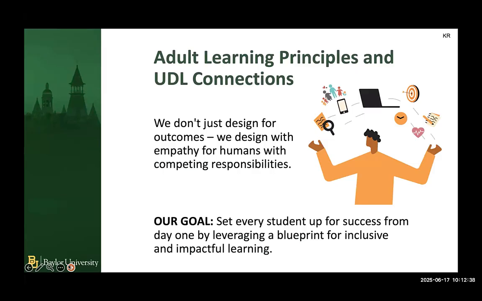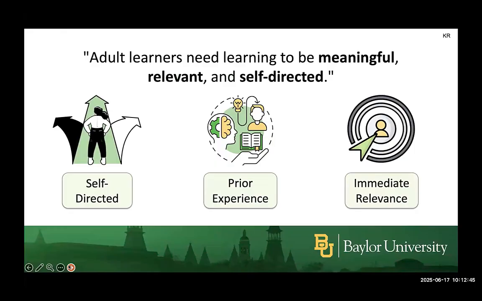And we do that by leveraging a blueprint for inclusive and impactful learning that looks like Knowles's andragogy. It's not going to be a surprise to anyone in this room, but we know that learners need the learning to be meaningful, relevant, self-directed. So what does that look like? For self-directed, that looks like lots of choices in our class, whether that's the type of assignment they choose, where they're putting their energies and research, all of those things. We're putting that in the hands of learners, because not only does that make it self-directed, it also makes it immediately relevant for students. They know why they're doing it.